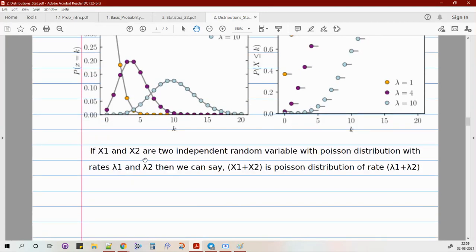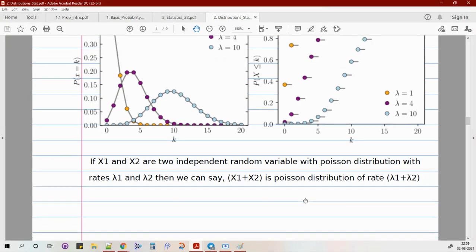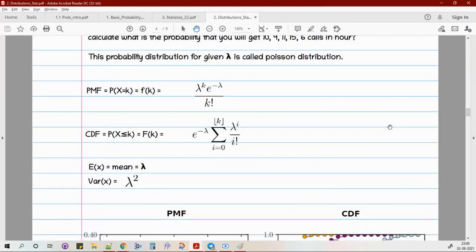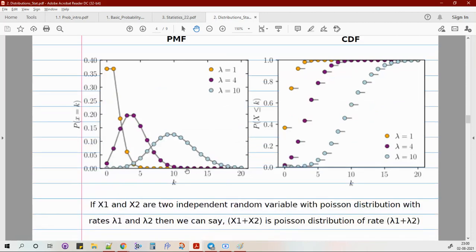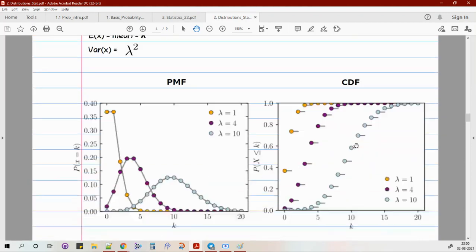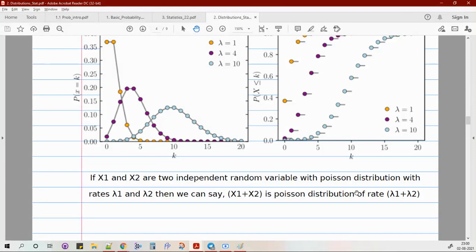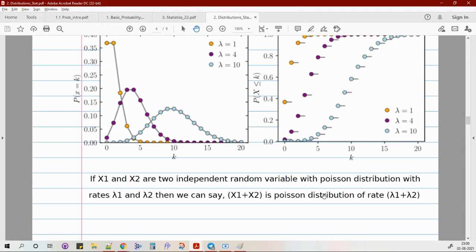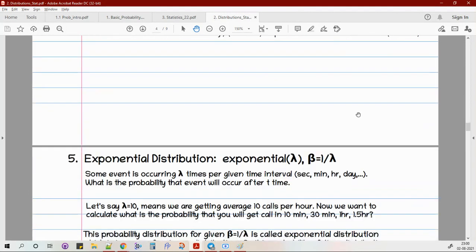What is this? X1 and X2 are independent Poisson distributed variables. So let's say we have two random variables and both are Poisson distributed, right? And the rates are lambda 1 and lambda 2. If you take the sum of both, like if you combine both random variables x1 and x2, average calls per hour and average bombarding, then the Poisson distribution rate is lambda 1 plus lambda 2, like this.